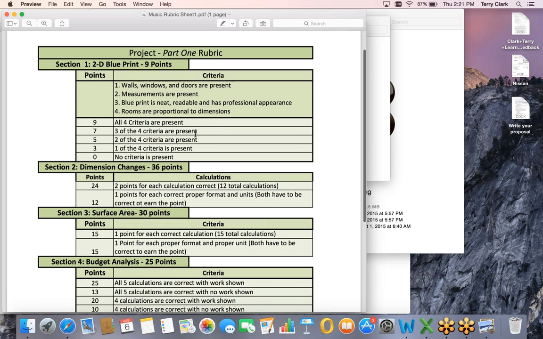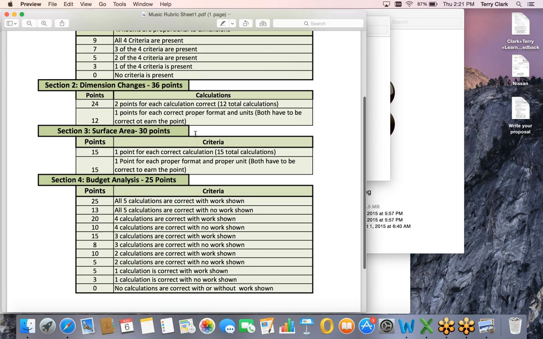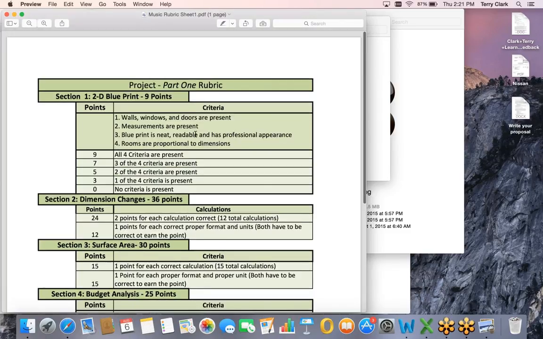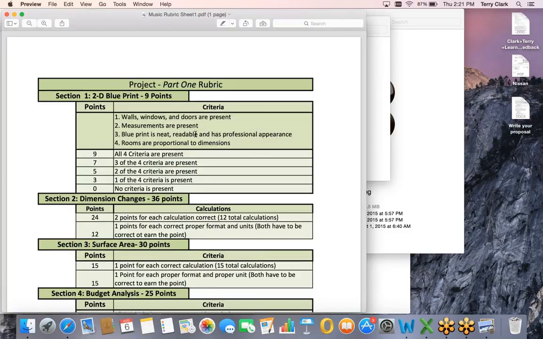Now when I look at the rubric, it's got sections. It's got section 1, section 2, section 3, and section 4. So with these 4 sections, that means I'm getting graded on 4 things. Section 1, the 2D blueprint, is worth 9 points. So doing the 2D blueprint is going to be 9 points of your grade.